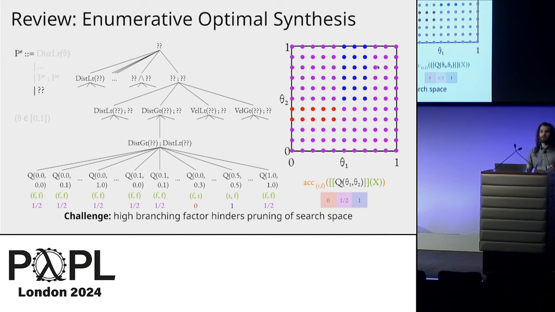The challenge here is this is a really high branching factor for our search. This was a branching factor of 100, and we can't usually say for sure that we're done until we've considered almost every program in the space. So we want to do better than this.